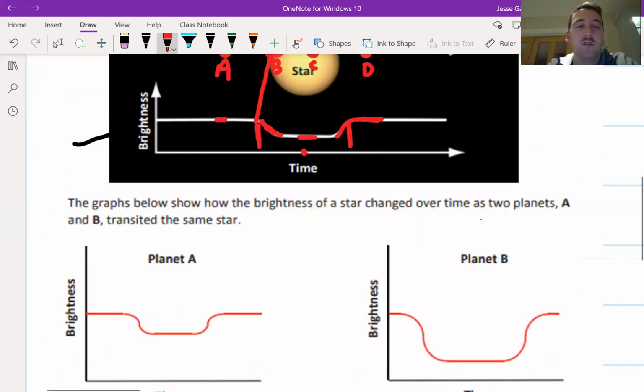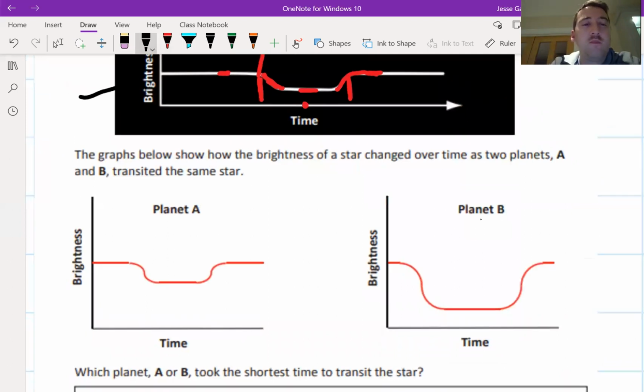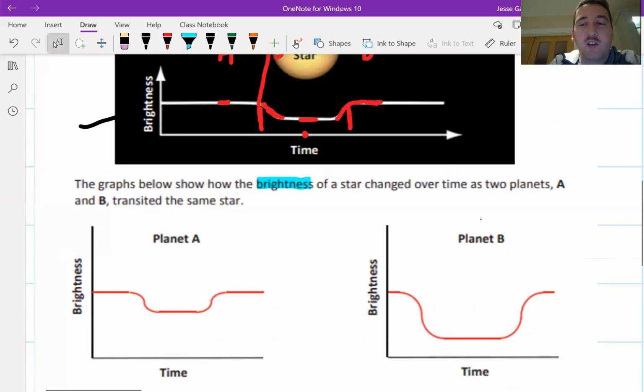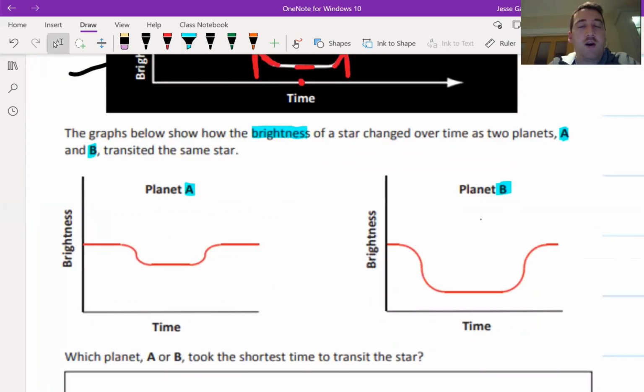Okay, so we've got a couple of questions. Here it says, the graphs below show how the brightness of a star changed over time for two planets. So we've got planet A and planet B. We've got a similar kind of idea, but the graphs are slightly different because they are two different planets, so they have a different effect, but it's still the same thing. Brightness is here and time is here.